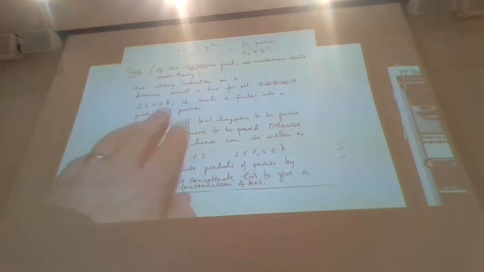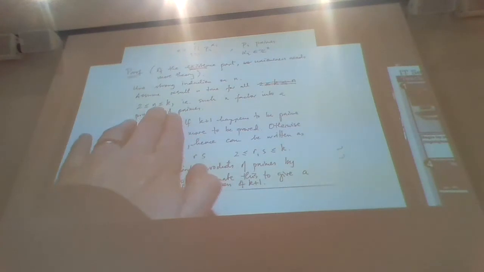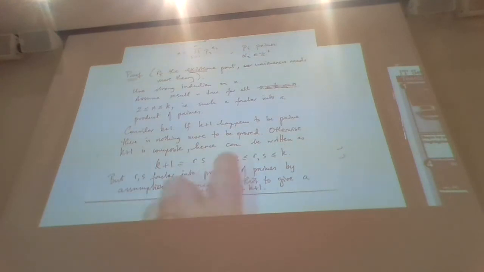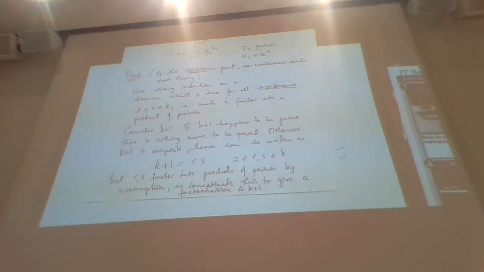Could we have just assumed that every n less than or equal to k had a unique prime factorization? And then the unique prime factorization of r and the unique prime factorization of s will glue together, or concatenate together, to give you a unique prime factorization of k plus 1. But you can see that this argument on its own isn't enough to preserve uniqueness, because I made a choice here. We encountered a k plus 1 which was composite, not prime.